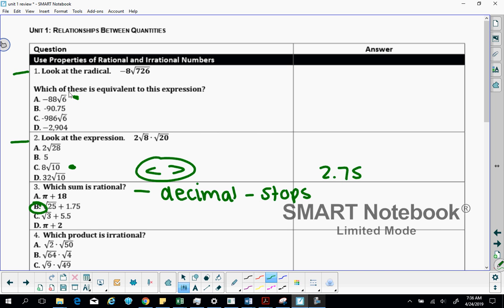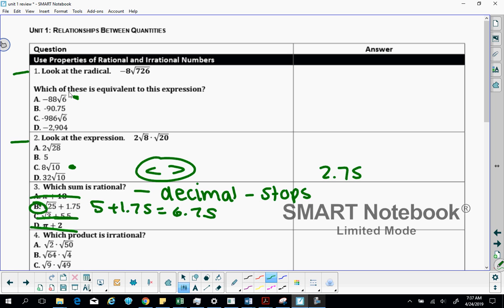What's the square root of 25? 5 plus 1.75 is just 6.75. If you have pi in the answer, it's going to be irrational. Pi is a number that goes on forever and ever and ever. Is that a perfect square or a non-perfect square? Radical 3. Well, if you put radical 3 in your calculator, it would be a decimal that goes on forever. And if I just add 5.5 to it, it's not making it rational. So my answer would be B.